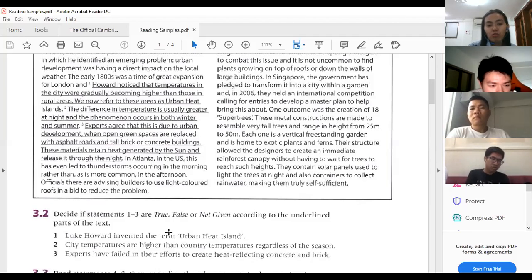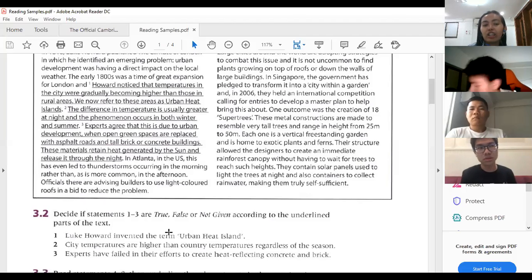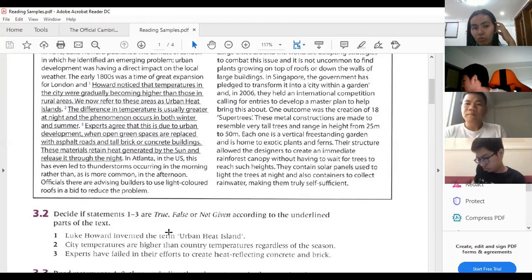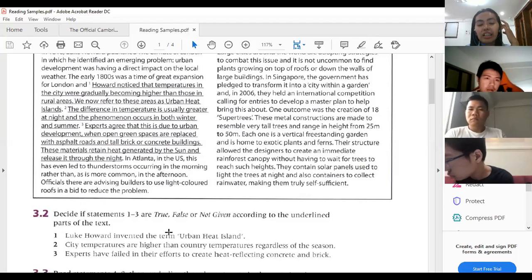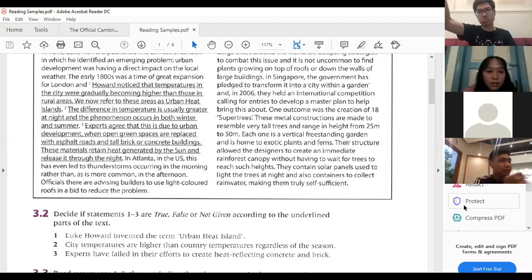Very good. Number 1 is false. The key word is invented. Like he did not invent that term. He just noticed that, and another group of people refer to these areas as urban heat island. The term does not come from him. He's the one who noticed that. Remember, we said it has to be exactly the same as the ones from our text, so it's false. Number 2, Rajara. True, false, not given.